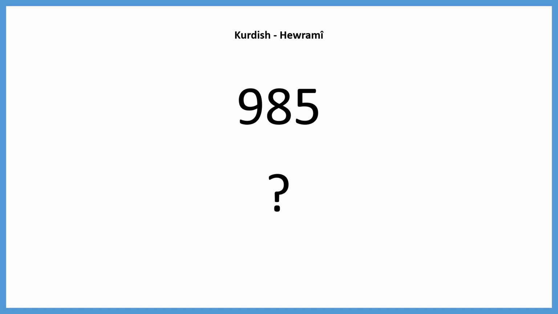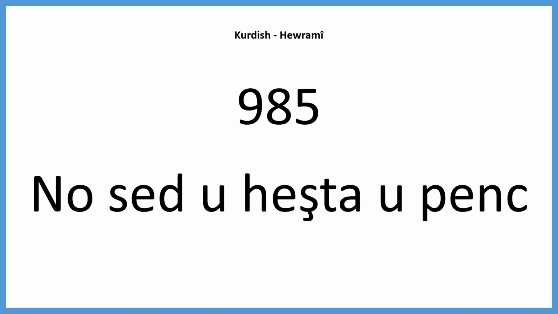We will end the lesson with 3 examples that are more tricky. Take some time to apply the rules that you have learned when forming these numbers, and I am sure that these will soon become simple for you. Let's start with the number 985. Great! 985 would be Norsed u heshtau penj.